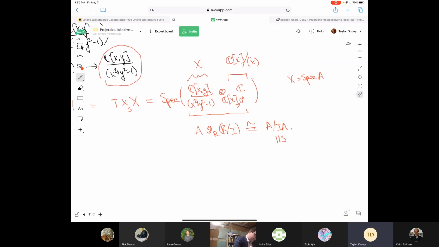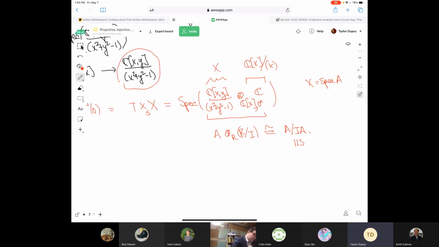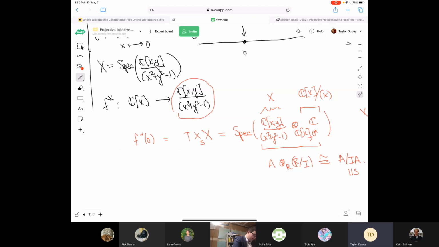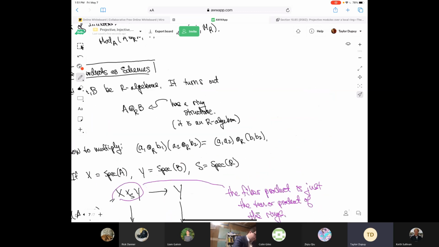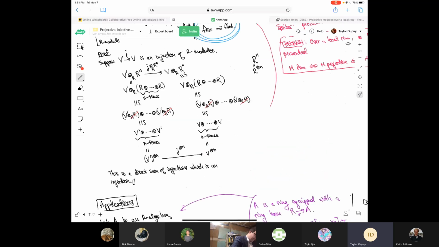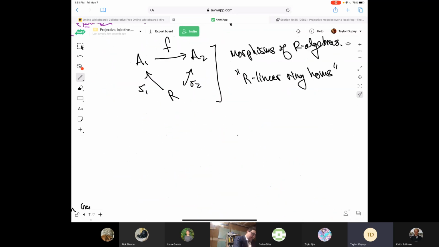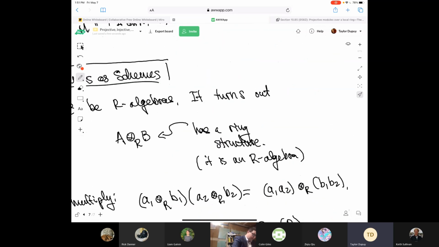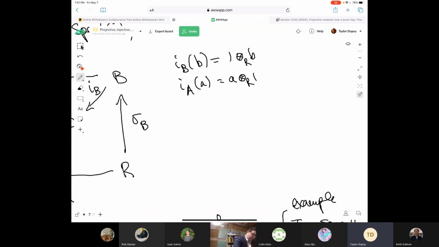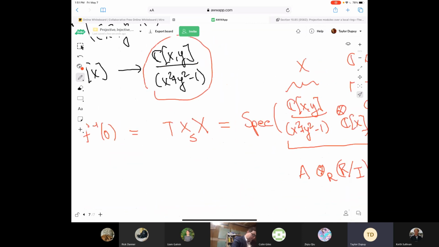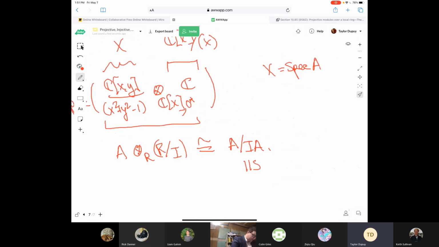Which theorem was that from? This is the thing I said at the very beginning of class, about flat modules. Tensoring by modding out is really the same thing as M mod IM. Okay, so this is M mod IM, and so what is this thing now?